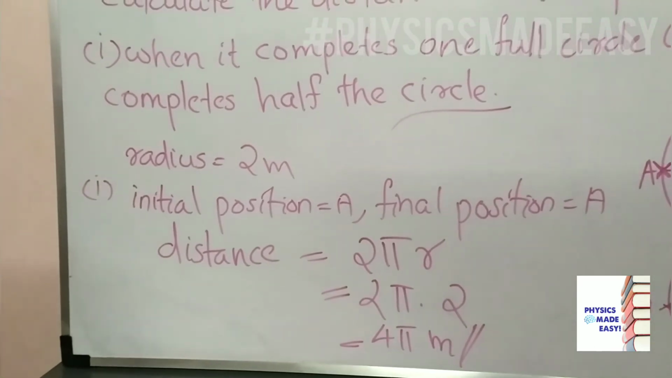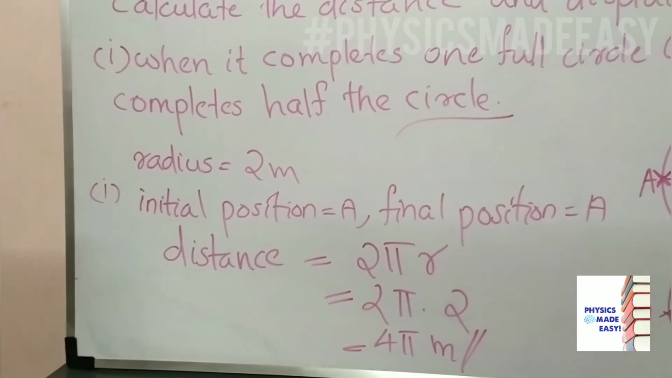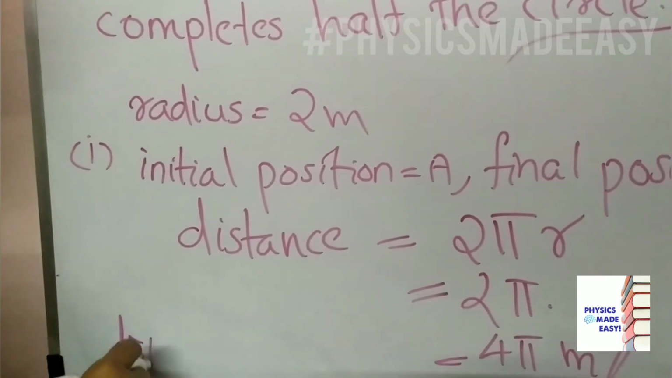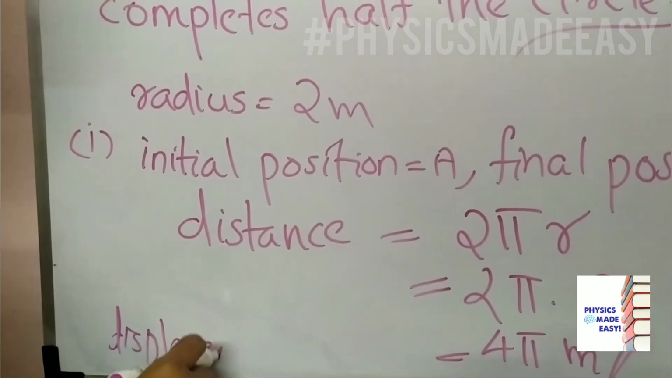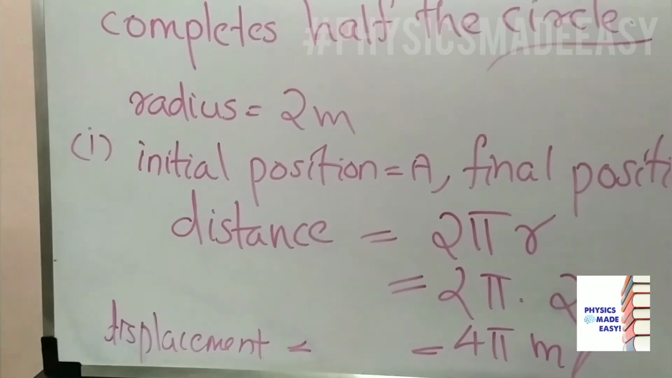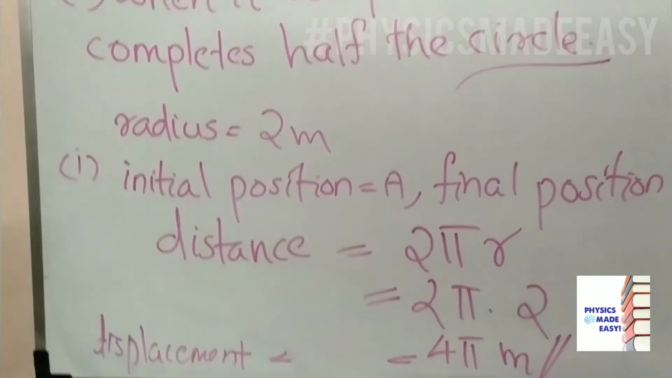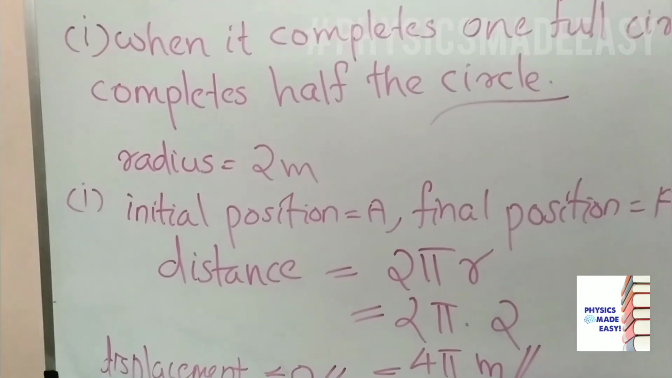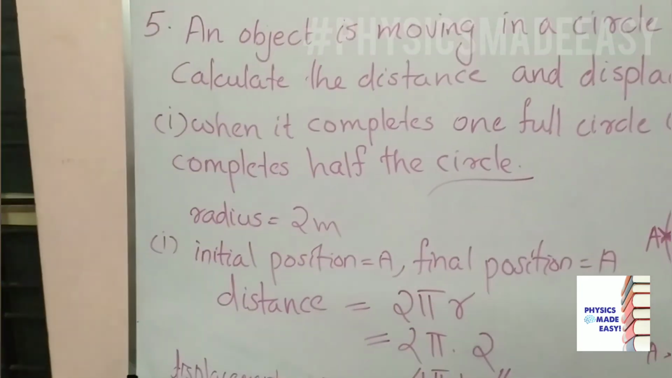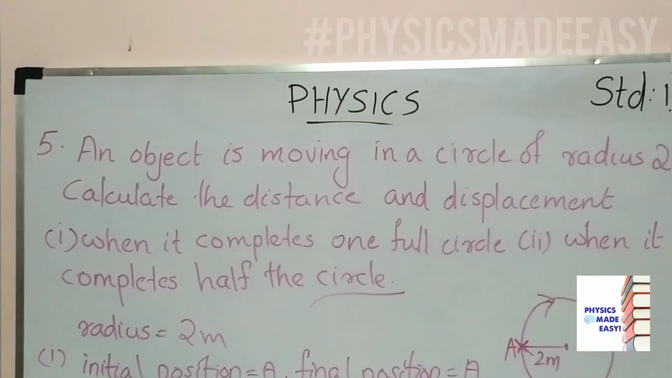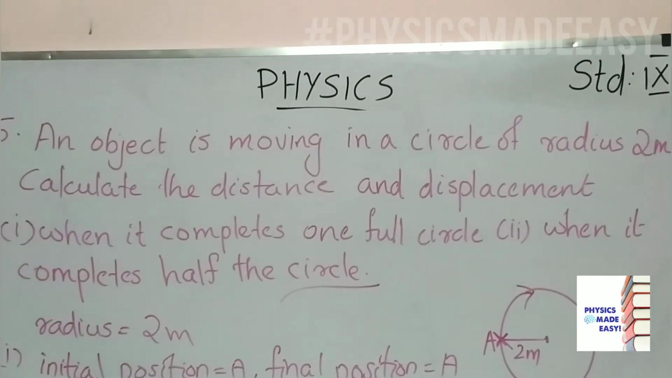Okay, then you have to find the displacement. What about the displacement? Here I am writing displacement. Displacement is equal to, you know, here the initial and final positions are same. Then what about the displacement? Here the displacement is equal to 0. No displacement. Here initial and final positions are coinciding. That is coming back to the same point. That's why no displacement here.